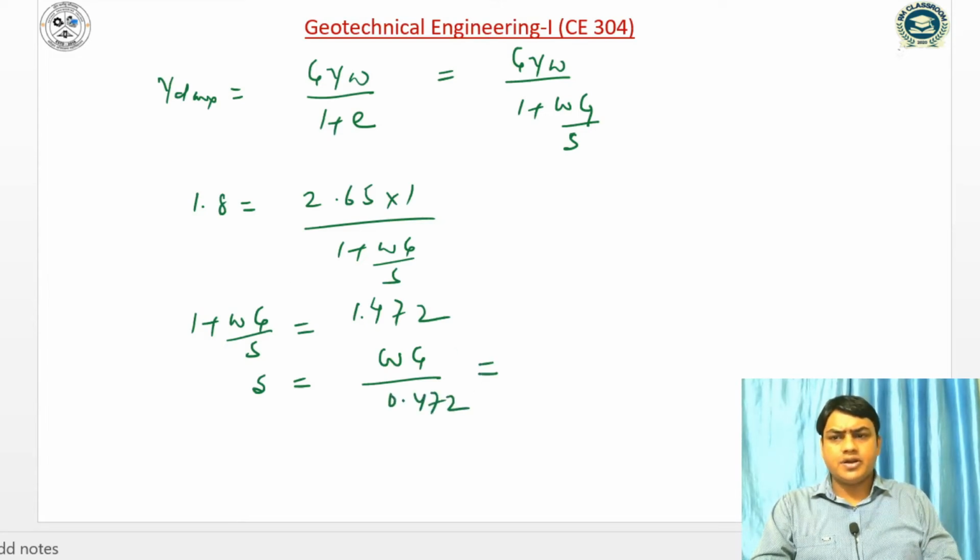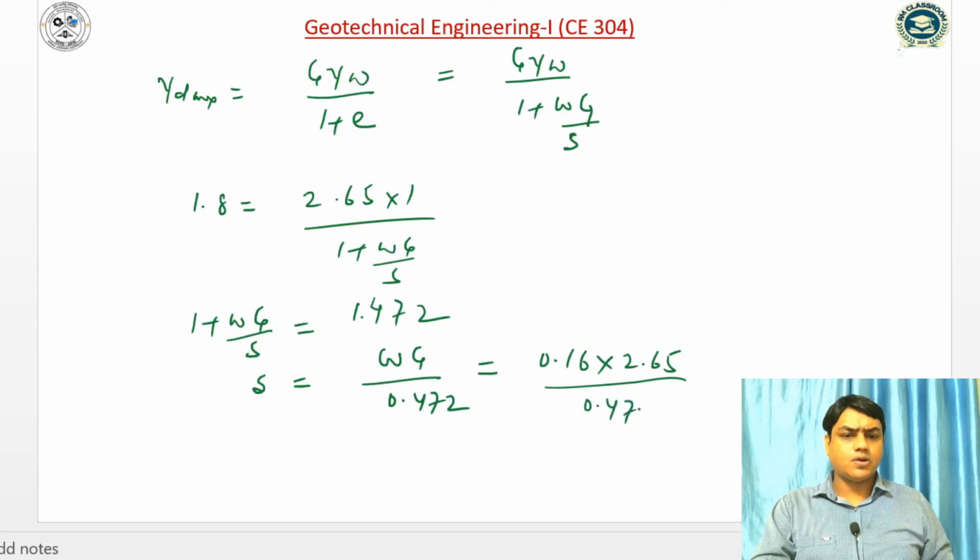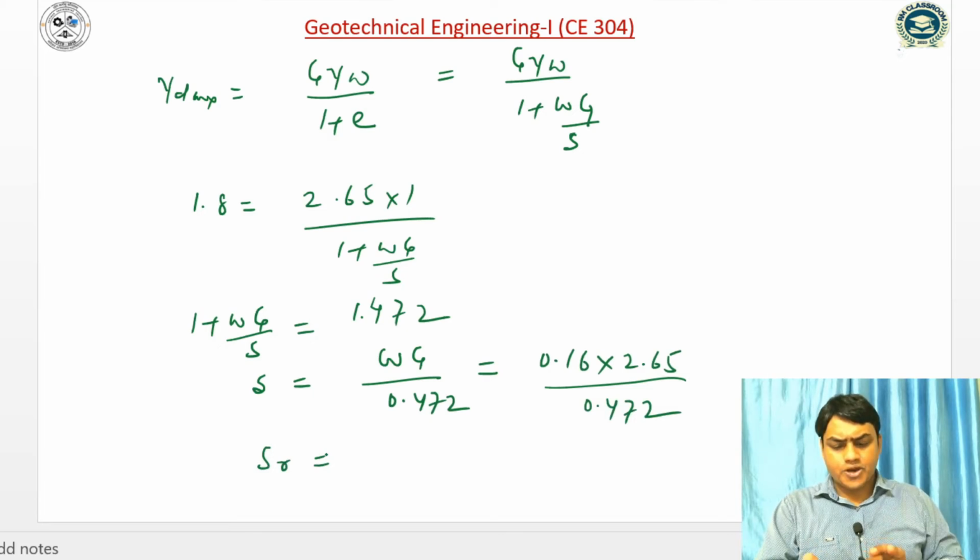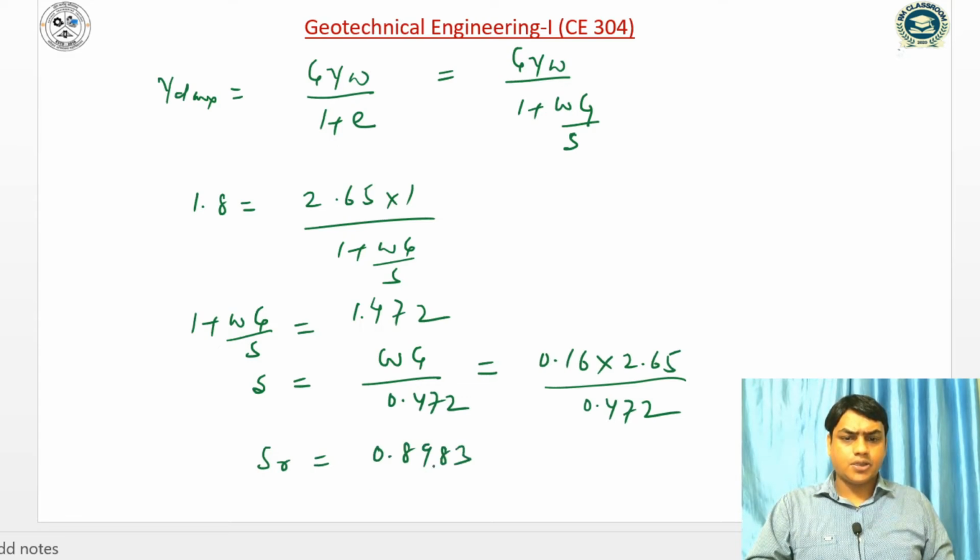0.472, and the water content, that is the optimum moisture content, is 16%, so it will be 0.16 into 2.65 divided by 0.472. So the degree of saturation we can write 0.16 into 2.65 divided by 0.472, so it is coming 0.8983. So if I write in percentage, it will be 89.83%. So in the first part we have to find the degree of saturation.